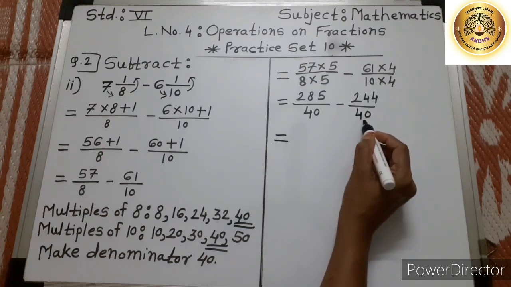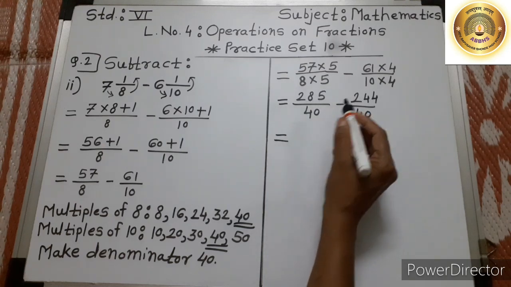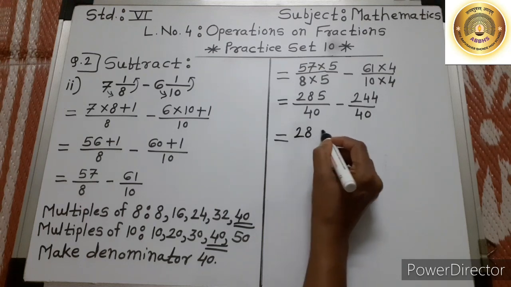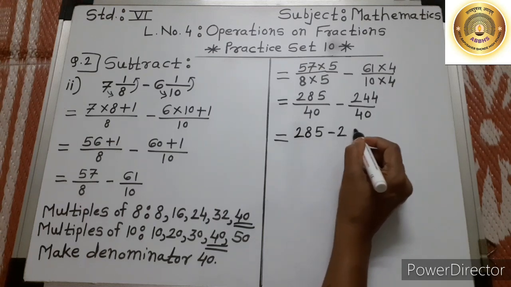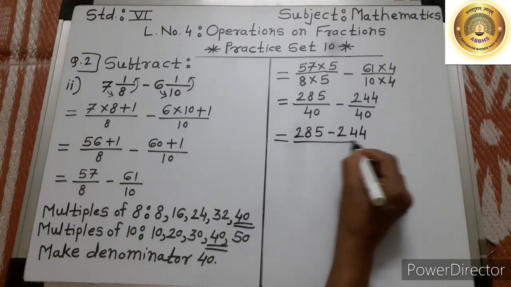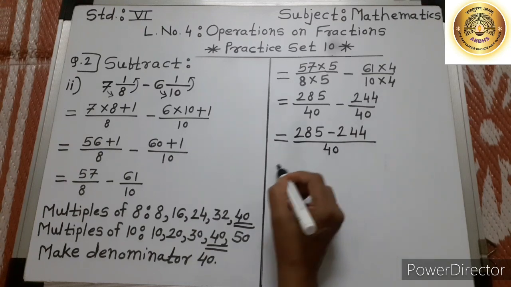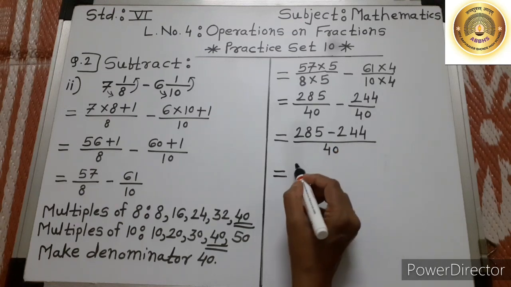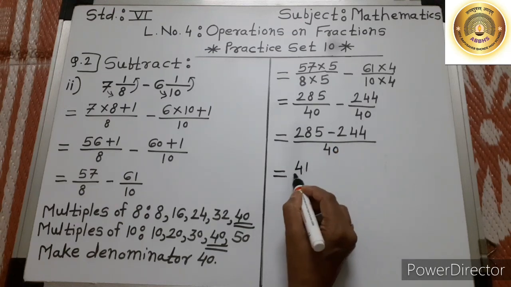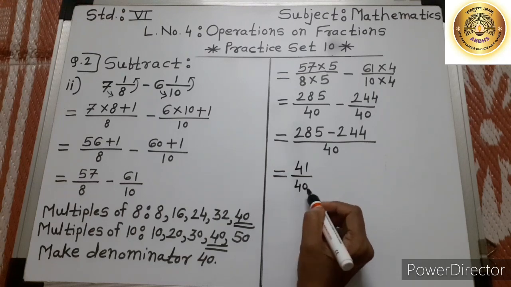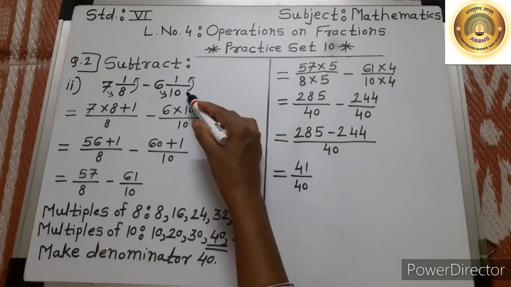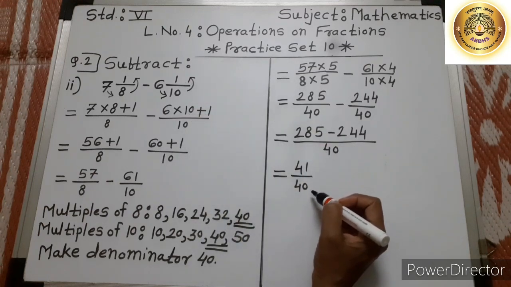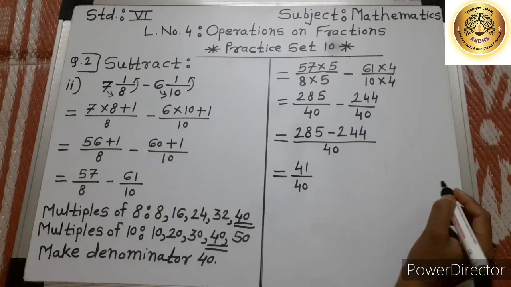These are like fractions, so subtract the numerators. 285 minus 244 upon 40. 285 minus 244, the answer is 41 upon 40. The answer is an improper fraction. Your question was given in mixed numbers, so convert this answer into a mixed number.